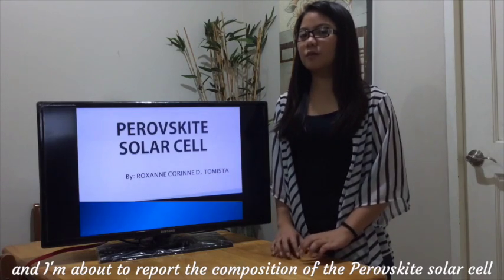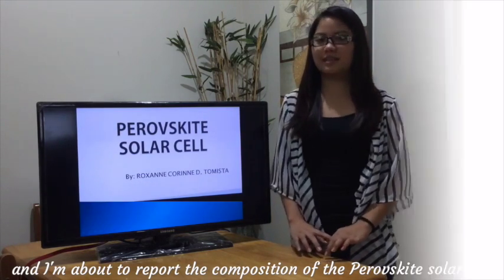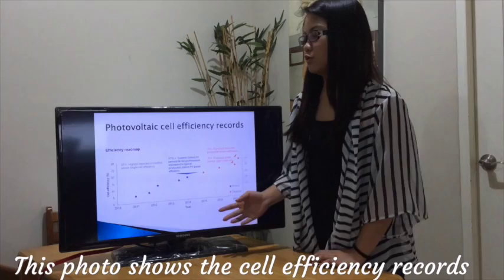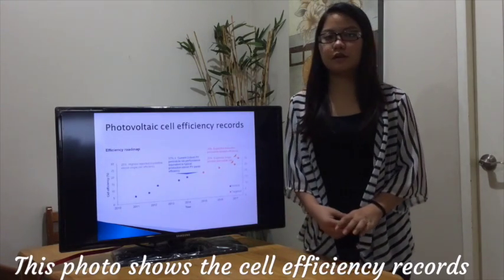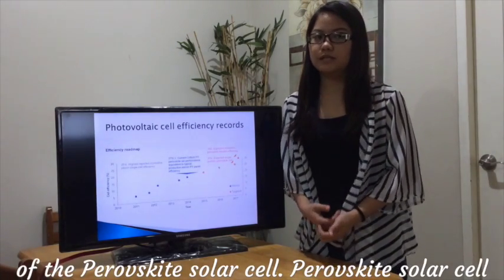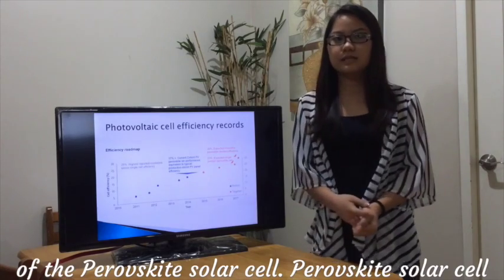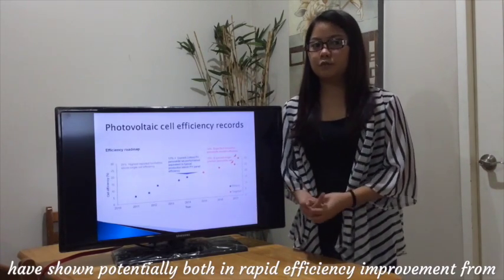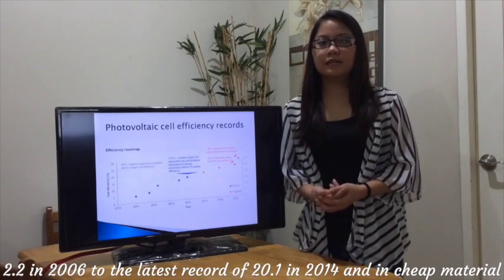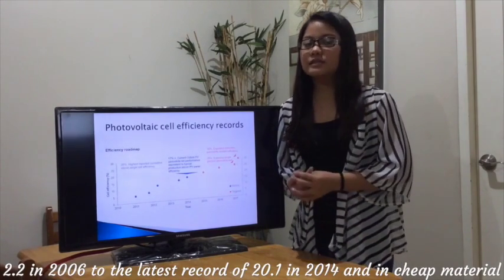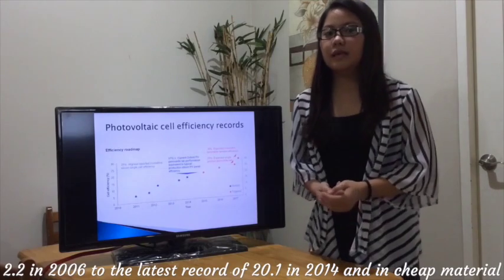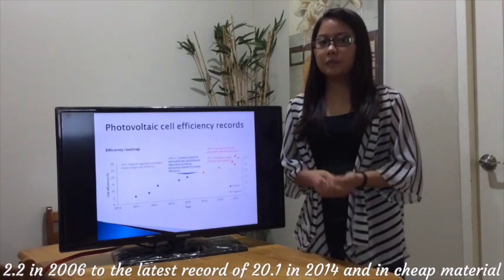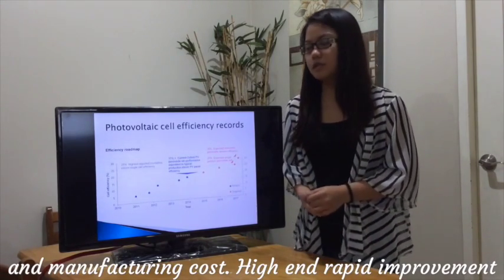About to report the composition of the perovskite solar cell. This photo shows the cell efficiency records of the perovskite solar cell. Perovskite solar cells have shown potential both in rapid efficiency improvement, from 2.2% in 2006 to the latest record of 20.1% in 2014, and in cheap material and manufacturing cost.